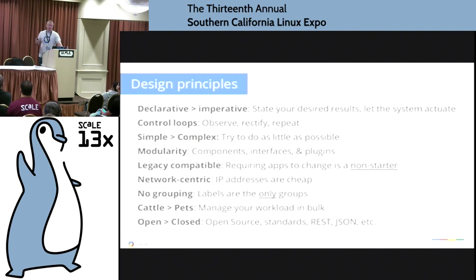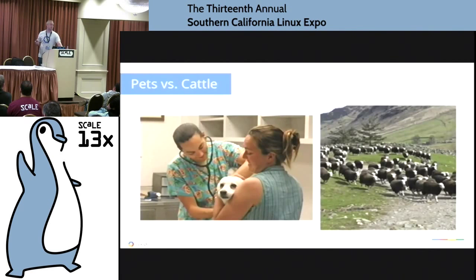We're big on the cattle and pets metaphor. We didn't invent the metaphor, but I think it's fantastic. It captures the idea better than any I've heard. I'll talk about it in a minute. And we're big on open versus closed, right? We're really focusing on working open source first, open standards. This is the way we're working. There is no part of Kubernetes that is designed behind closed doors. All of our meetings are essentially open.